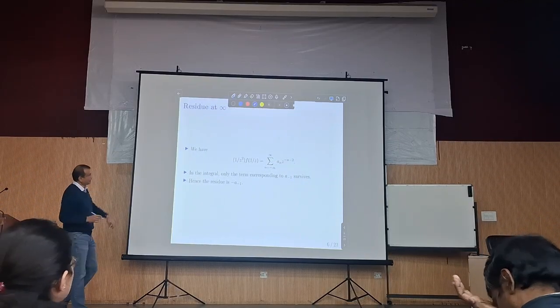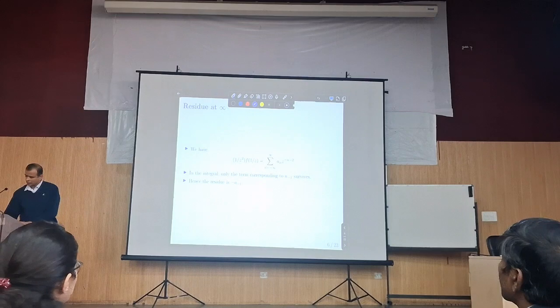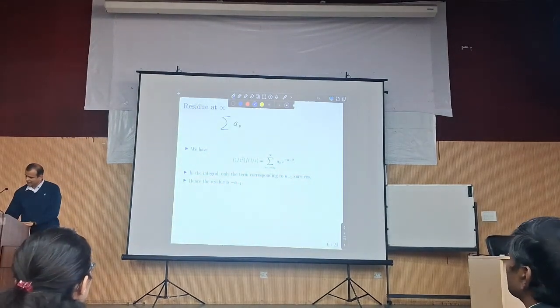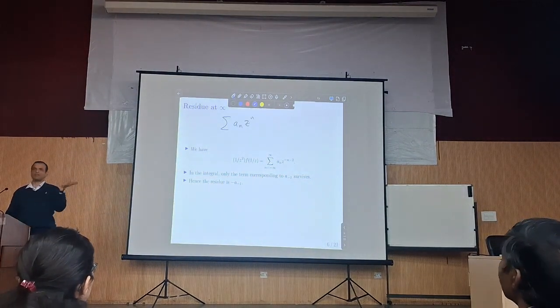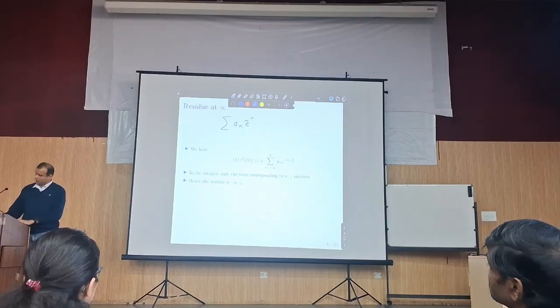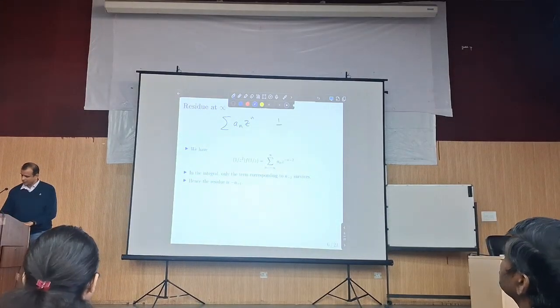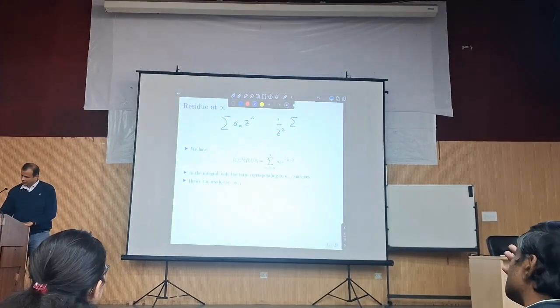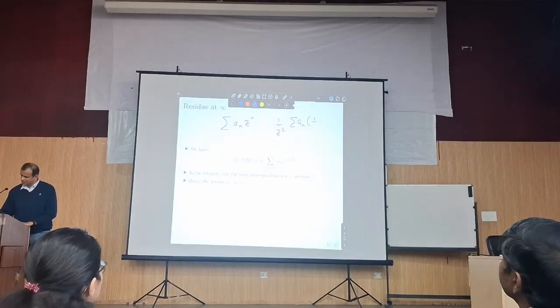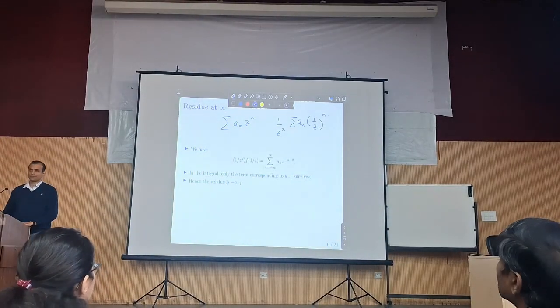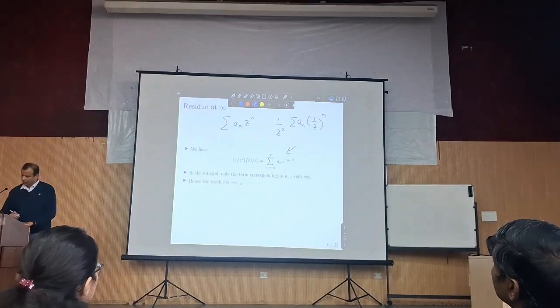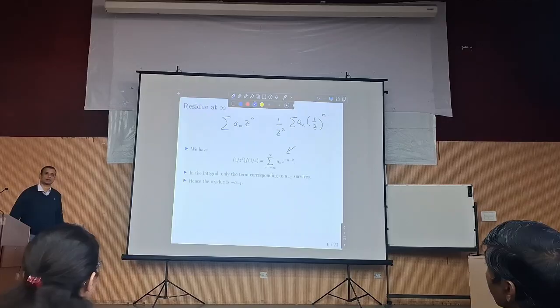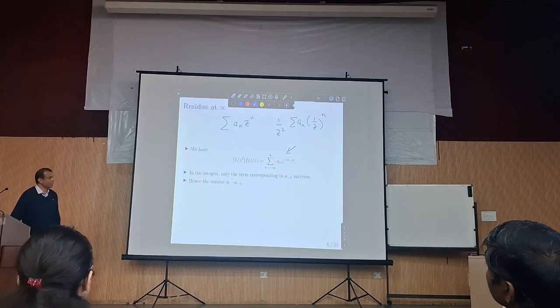Now if I consider the Laurent series expansion, the sum of a_n z to the n, for the original function, right? So now what we need to do is consider 1 by z squared times the summation a_n 1 by z to the n, right? So that's exactly what we have over here, right? That's exactly what we have over here.